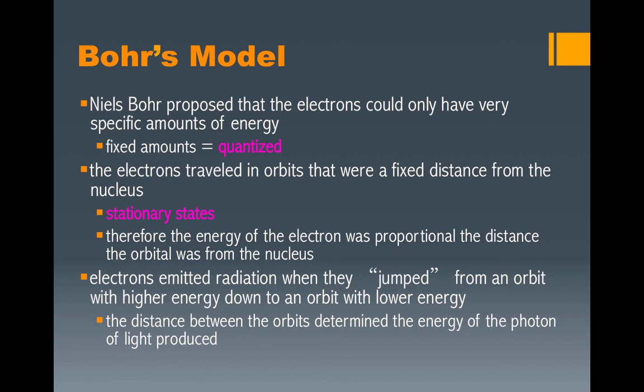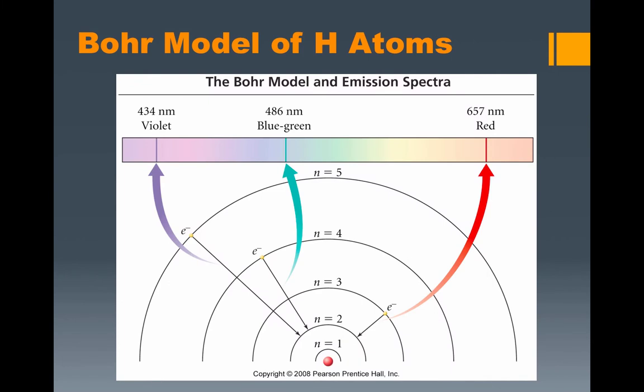The electron is stuck on this track, and the energy of the electron is proportional to the distance the orbital is from the nucleus. The farther out you go, the more energy is contained in that orbital. When electrons jump, or become excited, they can go up to a higher orbital than they should be. Ground state is where the electron should be, when it's as close to the nucleus as possible.